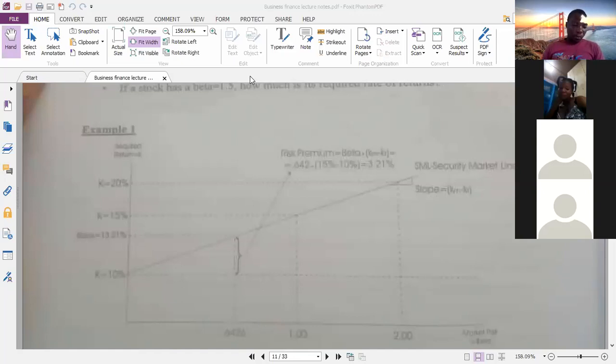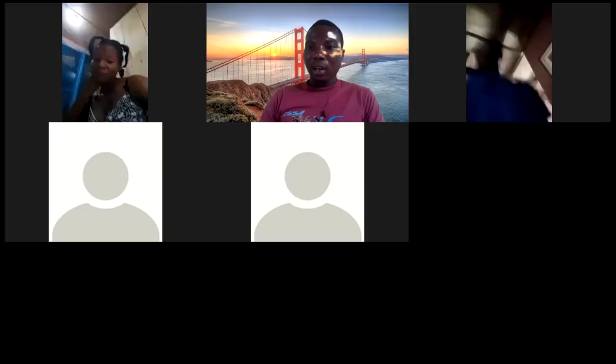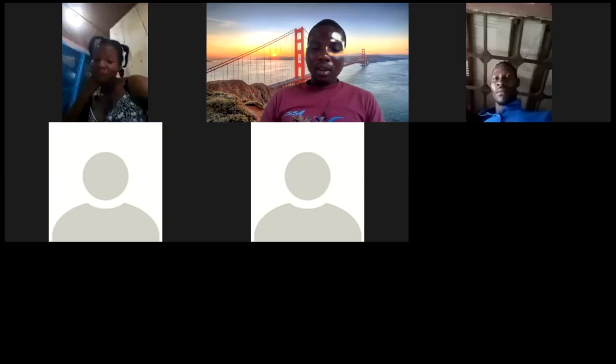Now, when you look at the graph carefully, when beta is 0, required return is how much? Who can answer? Quick, quick, quick. When beta is 0, so I'm assuming you are in your book now. So I'm stopping sharing my screen so that I can call you. When beta is 0, required return is how much? Eunice.